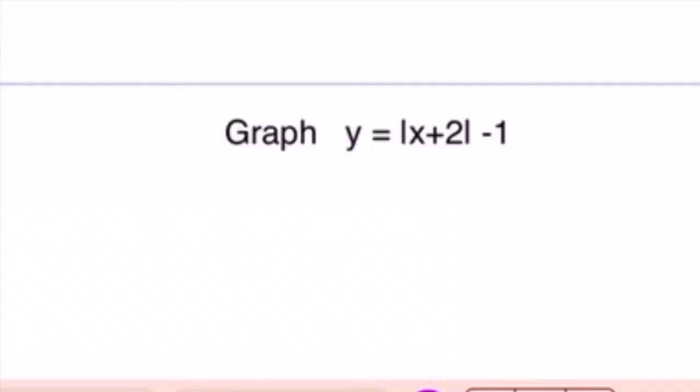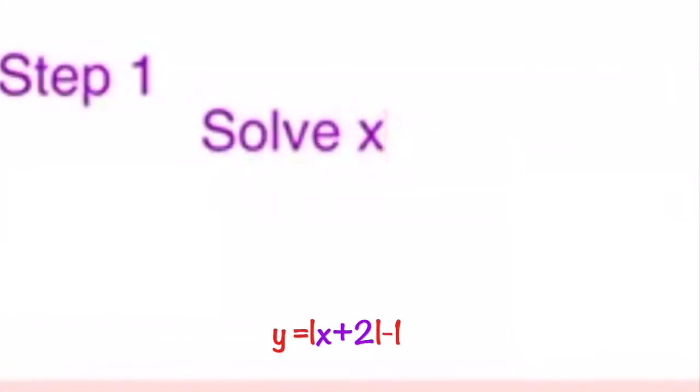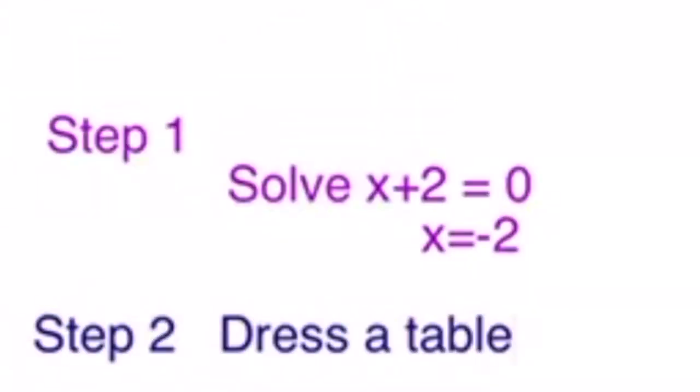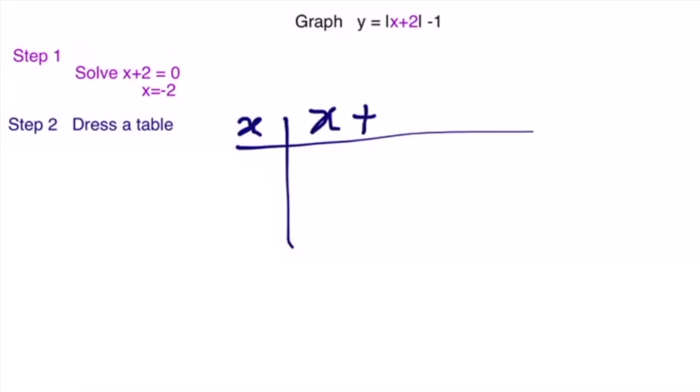Let's start with our example: y equals absolute value of x plus 2, minus 1. We start by solving x plus 2 equals 0, the expression inside the absolute value. This helps you to find the vertex. The solution is x equals negative 2. Now, step 2, we make a table with x, x plus 2, the expression inside the absolute value, and then y, the whole expression.